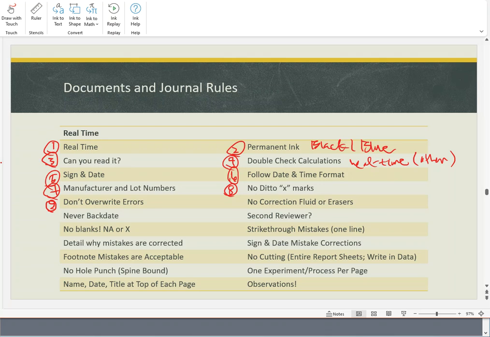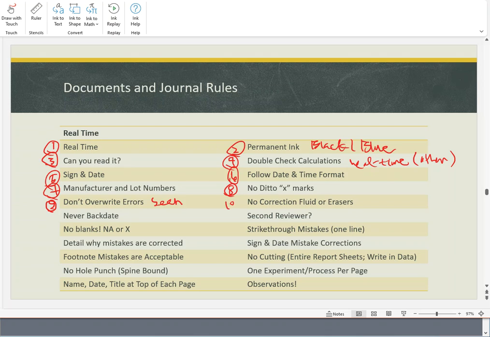Number 9, don't overwrite the errors. We'll talk about this in a minute, but errors should be seen, and people should be able to see those mistakes. You cannot completely cross them out. You cannot erase them. Once they go into the document or into the notebook, it is a permanent record, and it has to stay there. You can correct them, but there's a proper way to correct them.